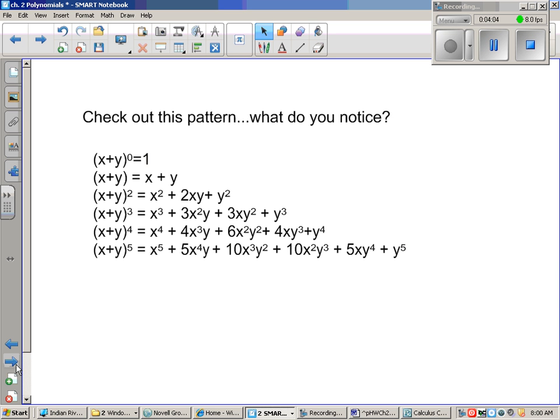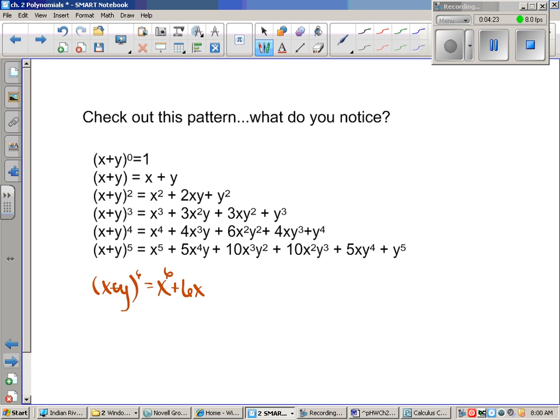What do you think would be for the 6th? If we were to do (x + y) to the 6th, what do you think the first term would be? Great. And the second term, what do you think that's going to be?